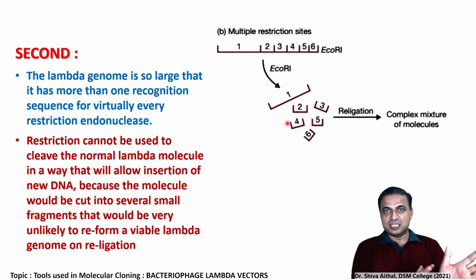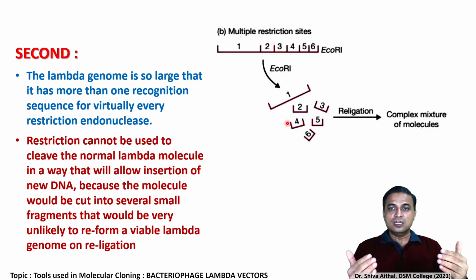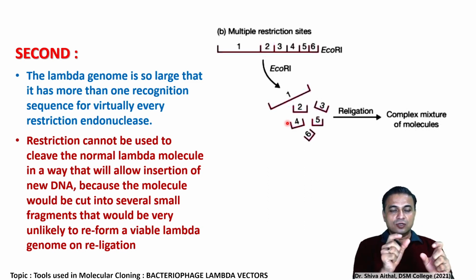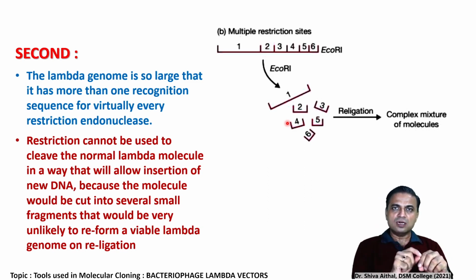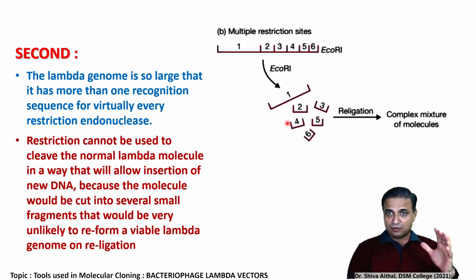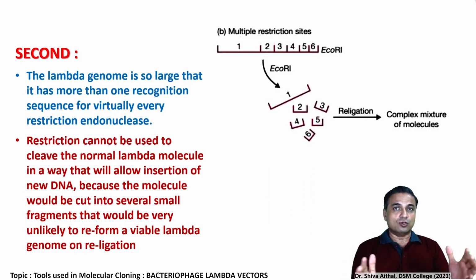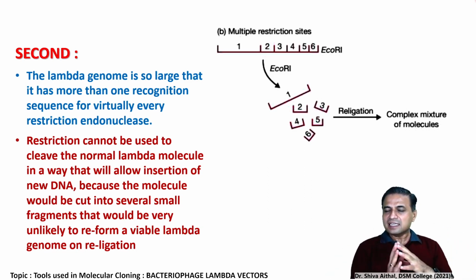Means the head genes, tail genes, the maturation proteins, you never know where they will religate. And a viable means which will be acted on by a promoter, and then transcription and translation has to take place of this DNA which will give rise to heads and tails. That viable religation is not confirmed or is not guaranteed here in this case. This is the second problem, but these are addressed.